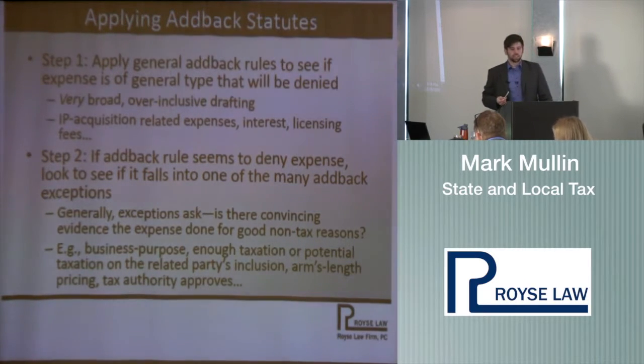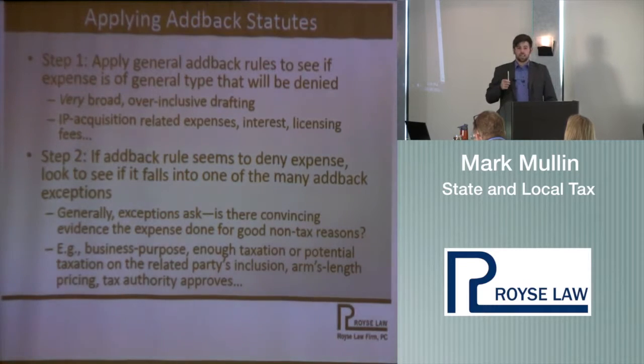An interesting fact is that Delaware actually has a corporation that seems to exist entirely to take advantage of these exceptions. What it does is it will tax the inclusion fully on the other end for the related party, but it will give you a tax credit later. So you'll get the exception for the Addback rule, and then you still don't really pay the tax in the end.